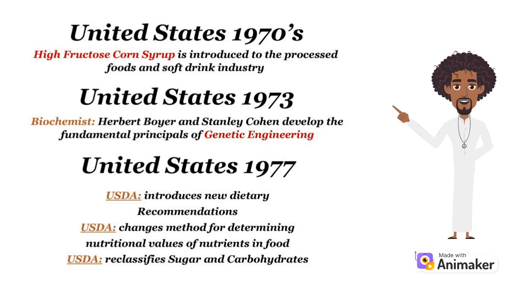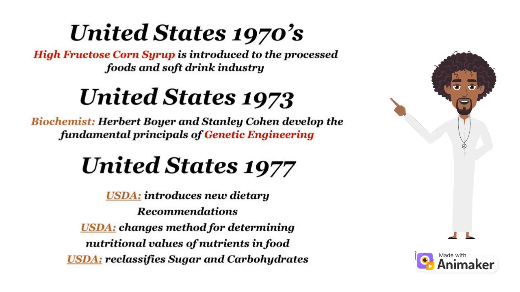United States, 1977. USDA introduces new dietary recommendations, which include recommendations for GMO sugar, sucrose, and starch. USDA changes its method for determining nutritional values of the nutrients in food. Instead of testing foods, they decide to use standardized values of nutrients for similar foods. For example, the known nutrient values of a seeded watermelon were used as the nutritional values of a GMO seedless watermelon. USDA reclassifies all sugars and carbohydrates.